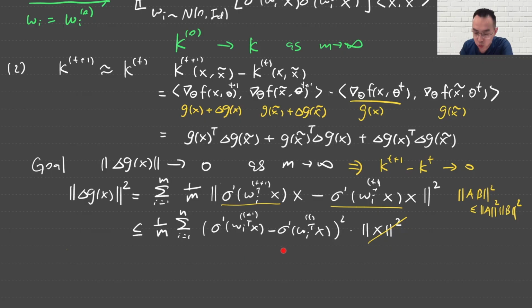Okay, now what can we do with this expression in here, right? So here we're going to make one assumption about the function sigma prime. We're going to assume that sigma prime is L-Lipschitz continuous. So that's actually a very reasonable assumption. I'll get into that in a second. So sigma prime to be L-Lipschitz.